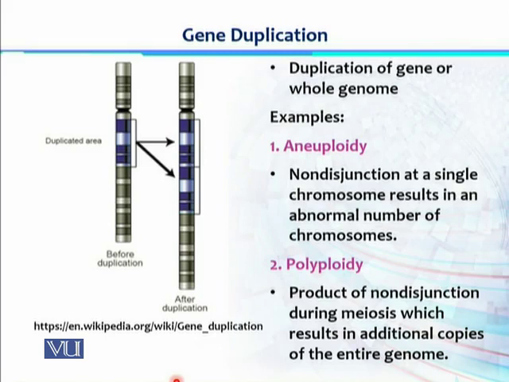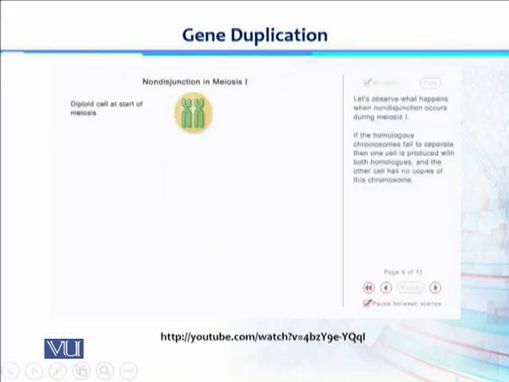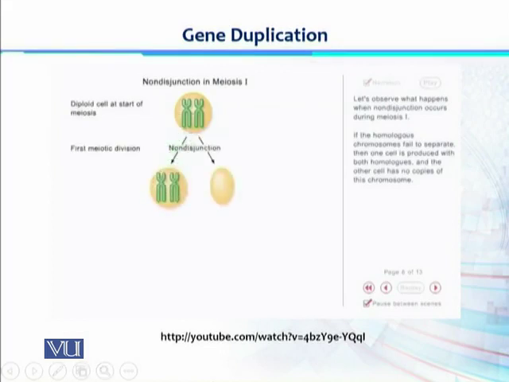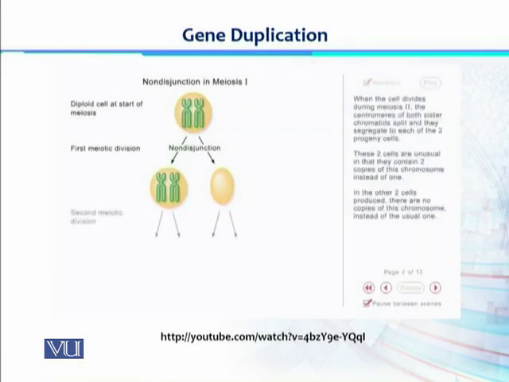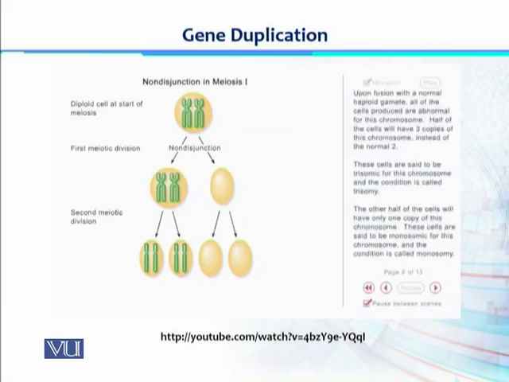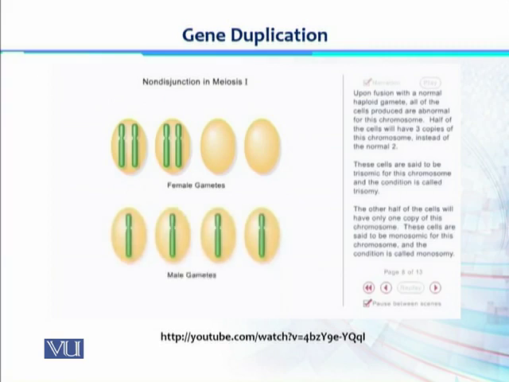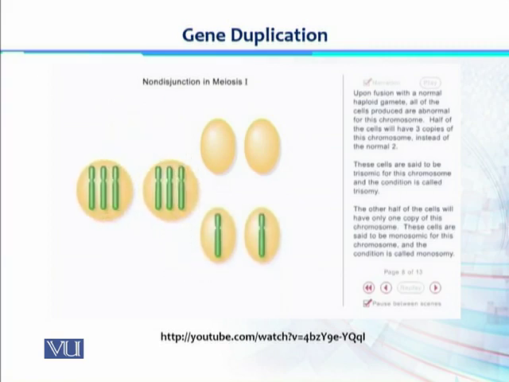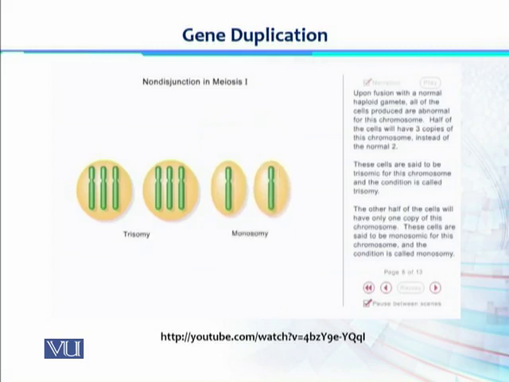To understand this process of aneuploidy and polyploidy, we watch this video. Homologous chromosomes fail to separate, then one cell is produced with both homologs, and the other cell has no copies of this chromosome. When the cell divides during meiosis II, the centromeres of both sister chromatids split and they segregate to each of the 2 progeny cells. These 2 cells are unusual in that they contain 2 copies of this chromosome instead of 1. In the other 2 cells produced, there are no copies of this chromosome instead of the usual 1. Upon fusion with a normal haploid gamete, all of the cells produced are abnormal for this chromosome. Half of the cells will have 3 copies of this chromosome instead of the normal 2. These cells are said to be trisomic, and the condition is called trisomy. The other half of the cells will have only 1 copy of this chromosome. These cells are said to be monosomic, and the condition is called monosomy.